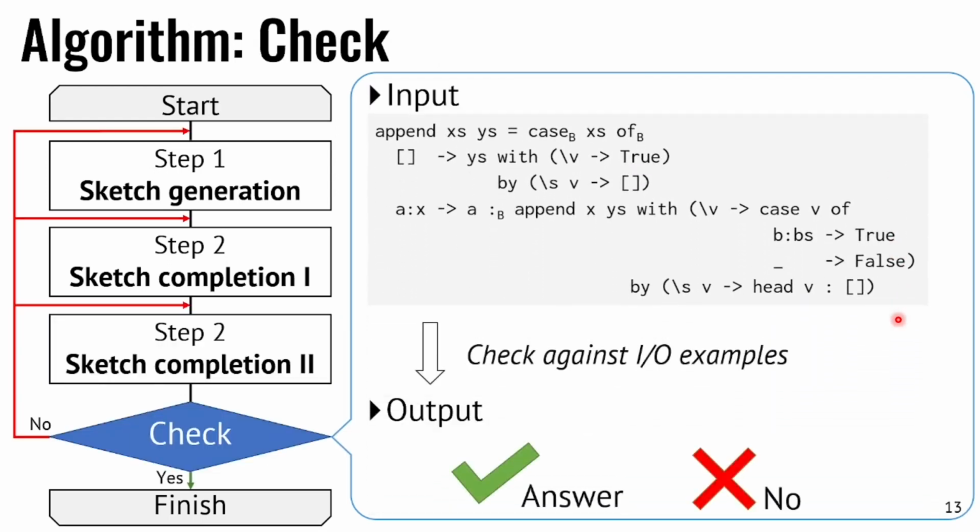The final step is checking the candidate program against I/O examples. If the candidate program is consistent with I/O examples, Synbit returns the program as the desired program. And if not, loop back to the previous steps non-deterministically.